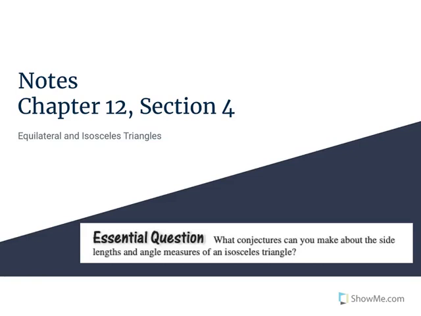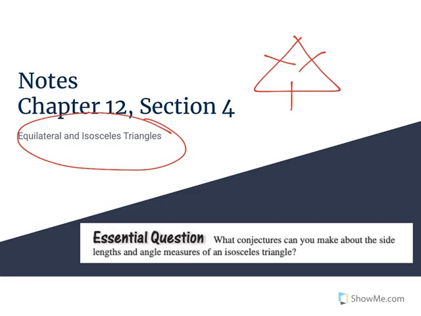Chapter 12, Section 4, all about equilateral and isosceles triangles. So we're going to learn some rules based on whether you have an equilateral triangle, remember that's all the sides are the same, or an isosceles triangle, which means that two sides are the same.